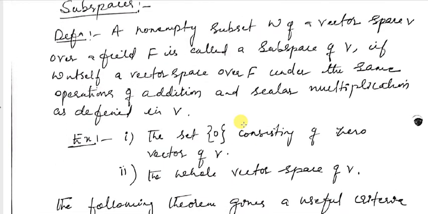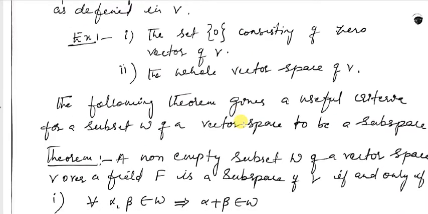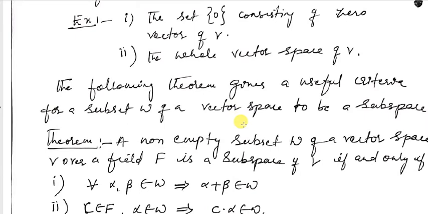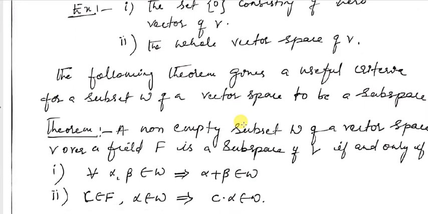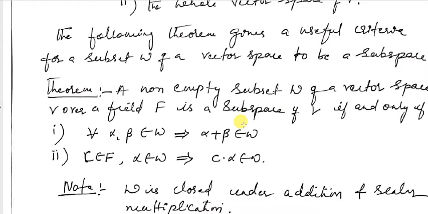So with this definition of a subspace, let me have an important theorem which gives a useful criteria for a subset W of a vector space to be a subspace. What this theorem says: a non-empty subset W of a vector space V over a field F is a subspace of V if and only if, number 1, for every alpha, beta belongs to W, alpha plus beta belongs to W. Number 2, for every C belongs to F, alpha belongs to W, gives C alpha belongs to W.